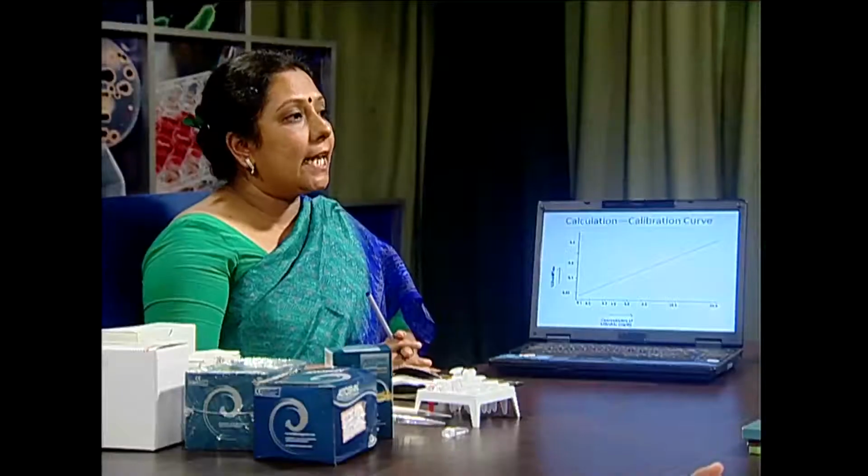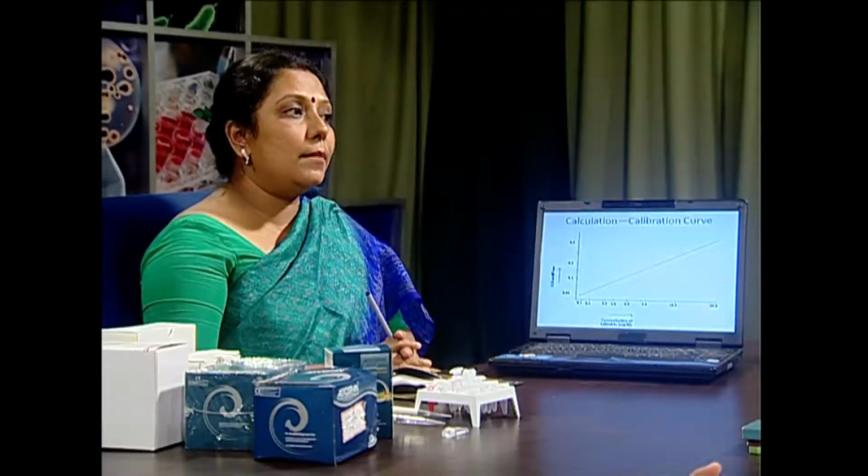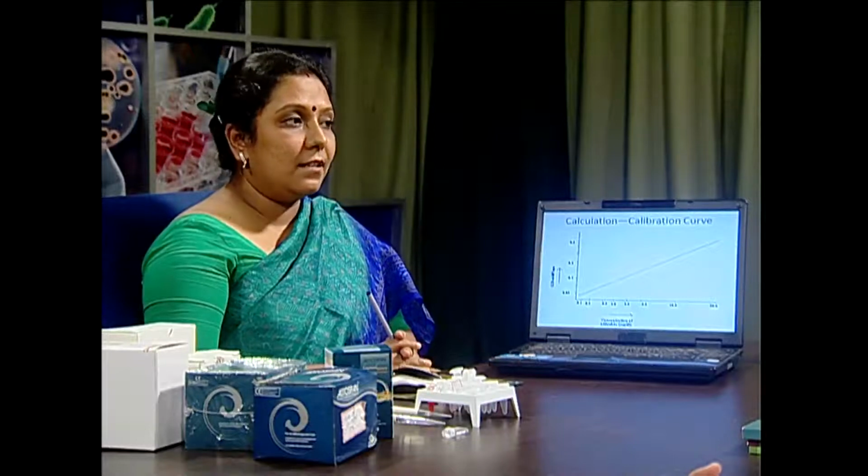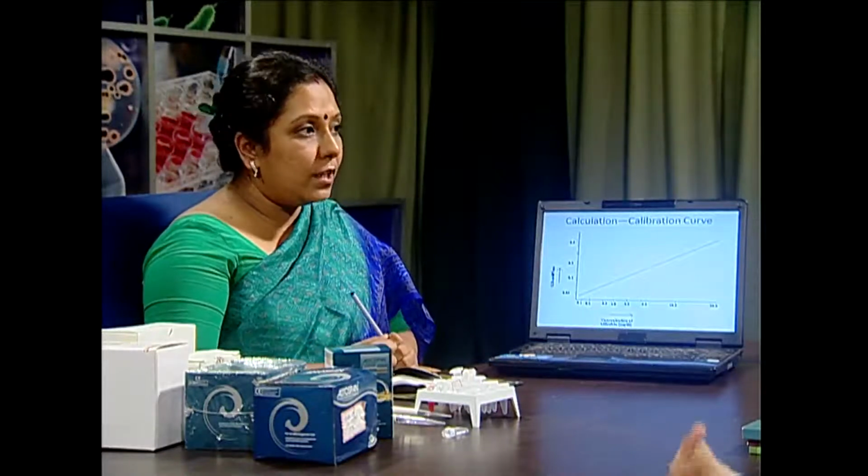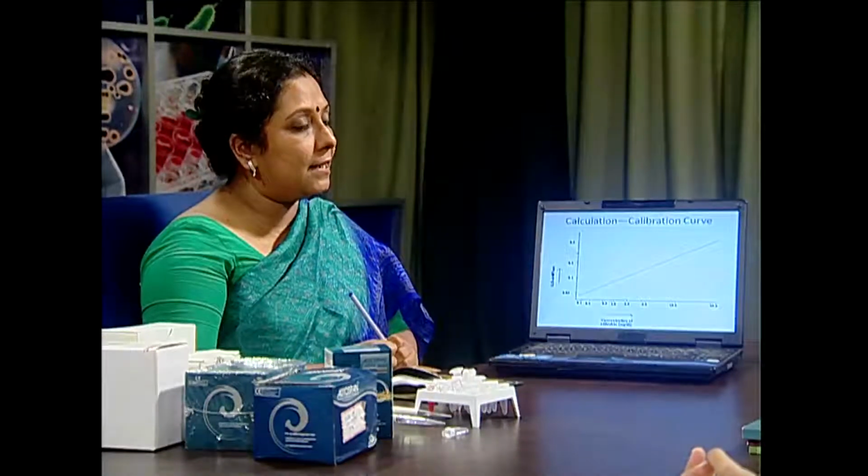Let's talk about their range. In case of adult, the total bilirubin is ranged from 0.3 to 1.3 milligram per deciliter. The direct bilirubin content is 0.1 to 0.4 milligram per deciliter and indirect is 0.2 to 0.9 milligram per deciliter.